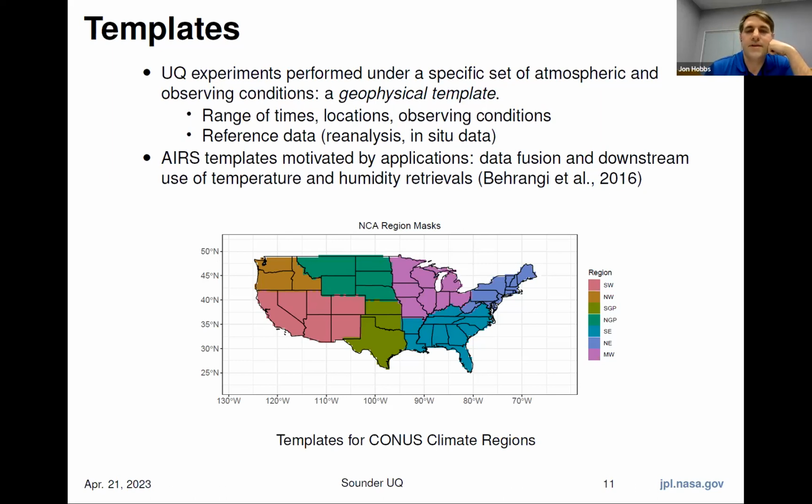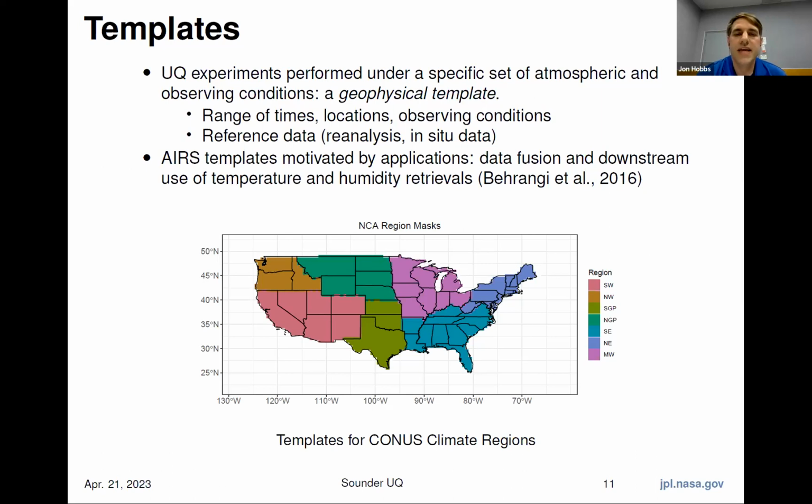So to set up the simulation experiment, then we need some reference data to characterize the behavior of the atmosphere and the surface, as well as the satellite under those different conditions. So the example we'll talk through for the rest of the presentation, we've done this over the continental United States, and we've partitioned the templates according to the regions shown at the bottom there, which are regions that have been used in the National Climate Assessment.